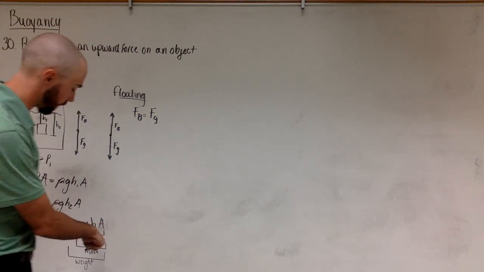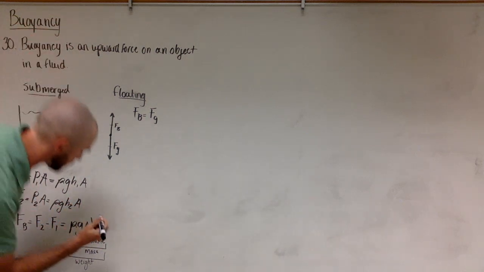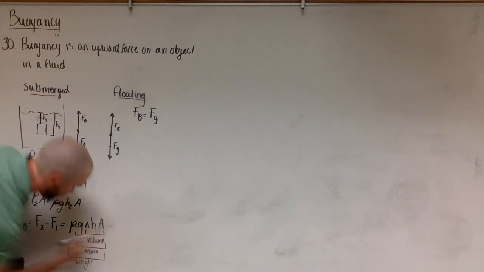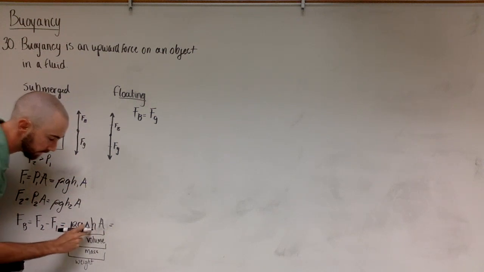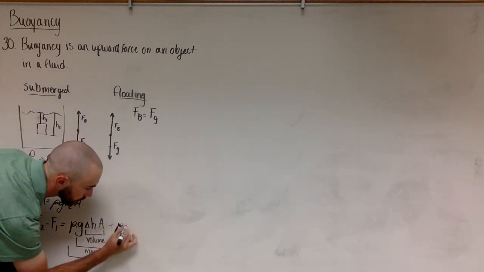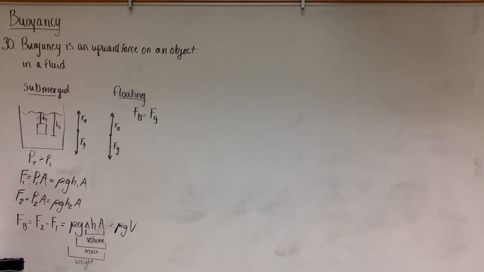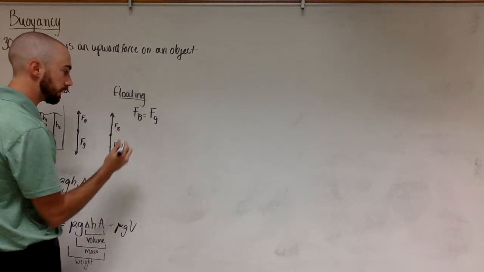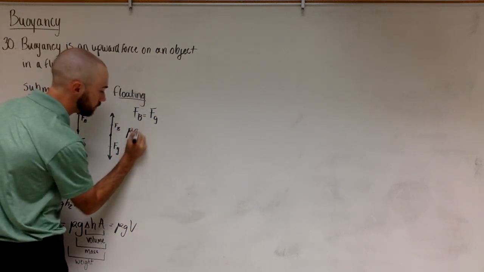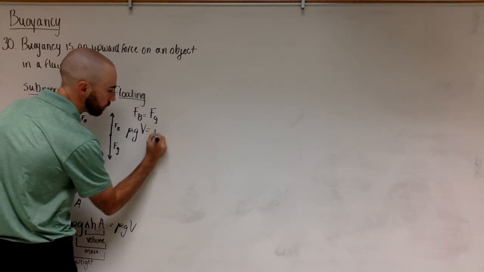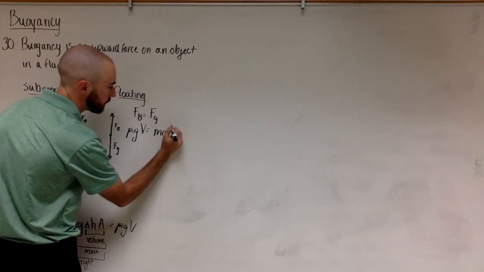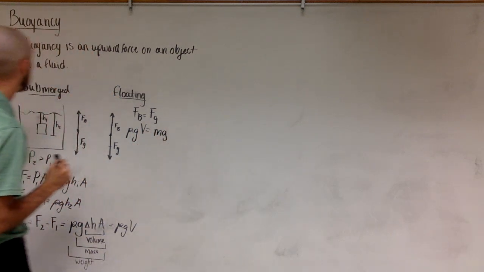Before we move on with that, let's correct this formula down here, or simplify it, I should say. We have that buoyant force is then just going to be rho g volume, so rho g V. We can then use that up here and plug in. So buoyant force is rho g V, and that's going to be equal to mg.